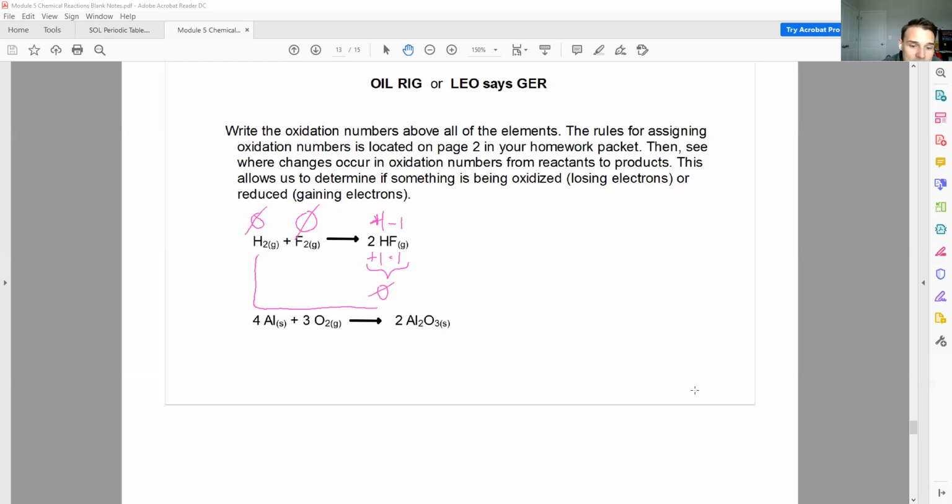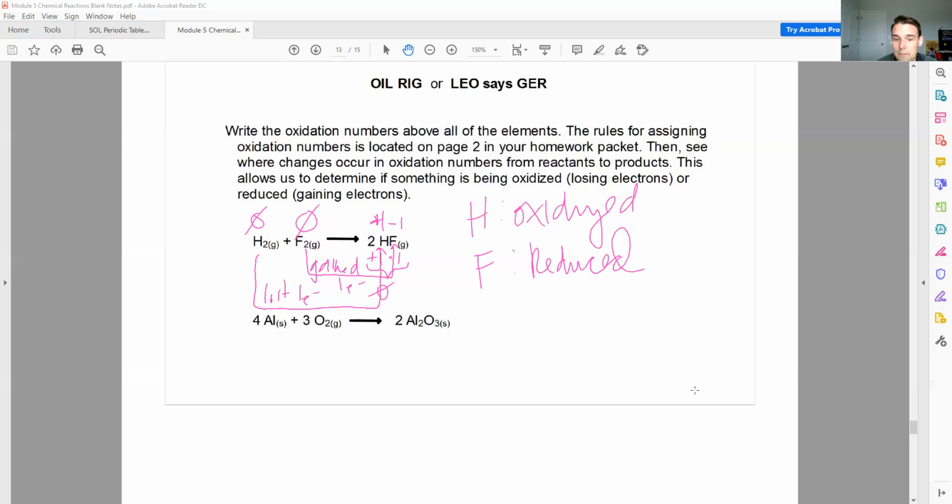Hydrogen went from a 0 to a +1. That means that it lost 1 electron. Keep in mind, electrons are negatively charged. Fluorine went from a 0 to a -1. That means it gained 1 electron. Okay, wonderful. Now, we have to say, okay, which ones oxidize, which ones reduce. Hydrogen lost. Oxidation is loss. Hydrogen was oxidized. That means fluorine was reduced.